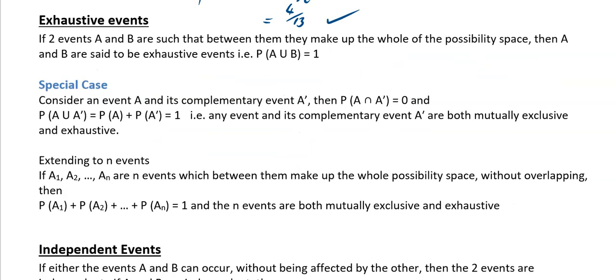Next up, we've got exhaustive events. If two events A and B are such that between them they make up the whole possibility space, or they cover all the possible outcomes, then A and B are said to be exhaustive events. So if you pick A or B, it's going to be 1. The probability of A or B is going to be 1. For example, if you roll a dice, the probability of you getting an odd or an even is going to be 1, because odd or even, between them, cover all the possible outcomes, and that is it.